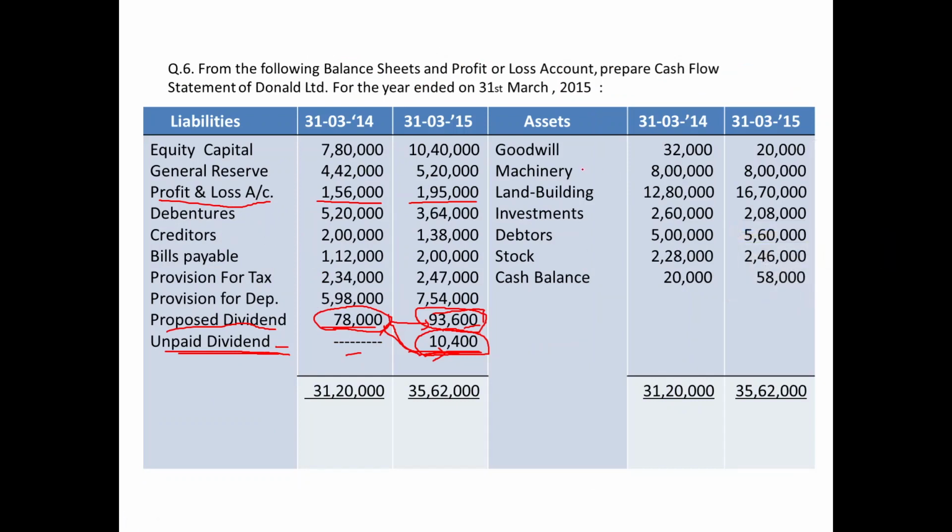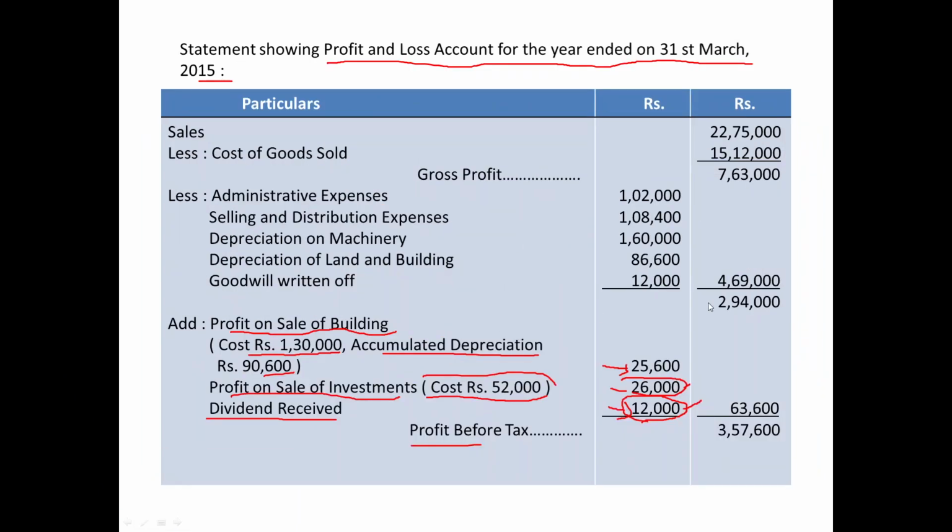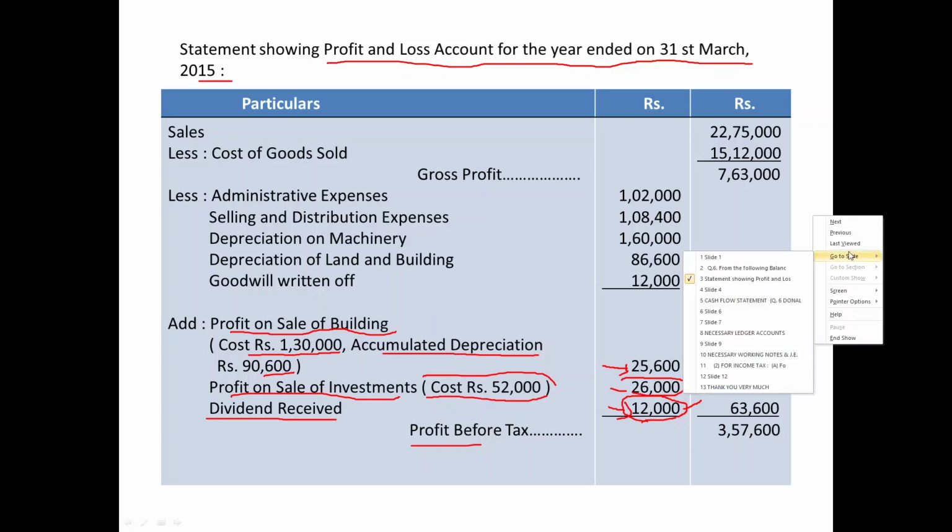On the asset side, two fixed assets have been given: machinery, and land and building. On the liability side, third last item, provision for depreciation. Opening balance 5,98,000, closing balance 7,54,000. Provision for depreciation, you know it very well, is another name for the depreciation fund system. So over here the company follows the depreciation fund system, and that is why the cost and accumulated depreciation are very important to decide the written down value.